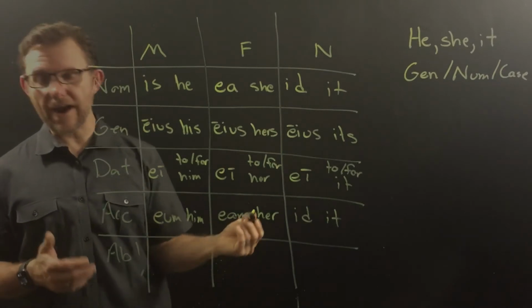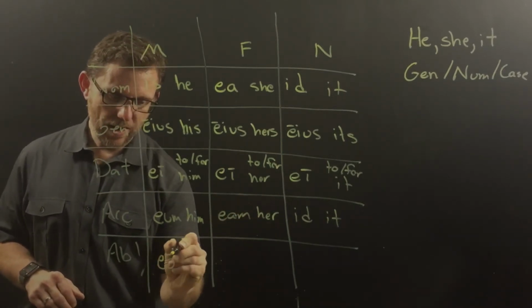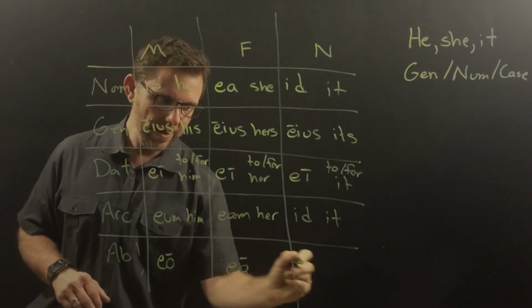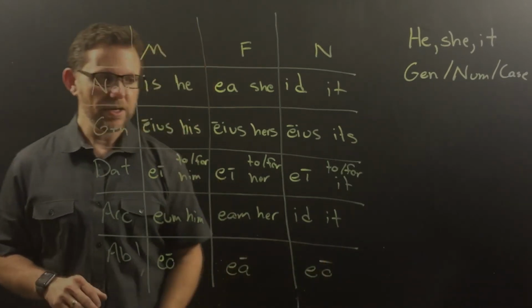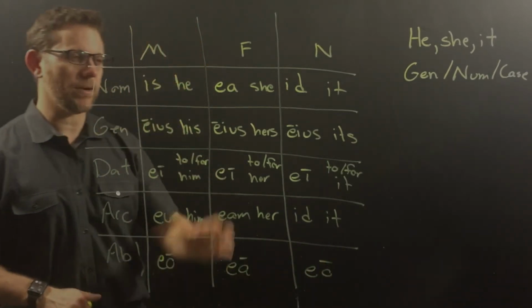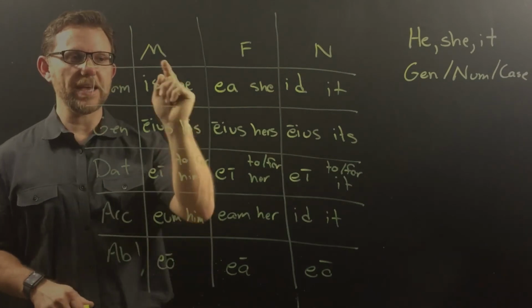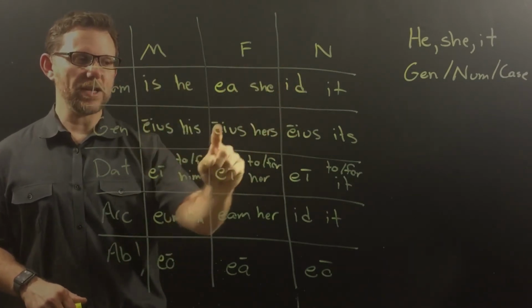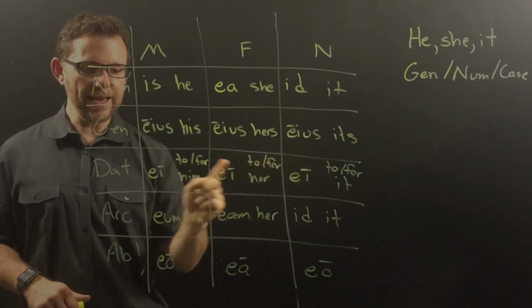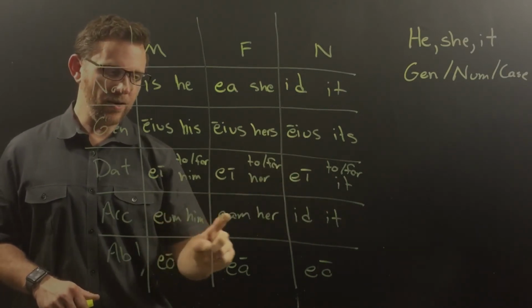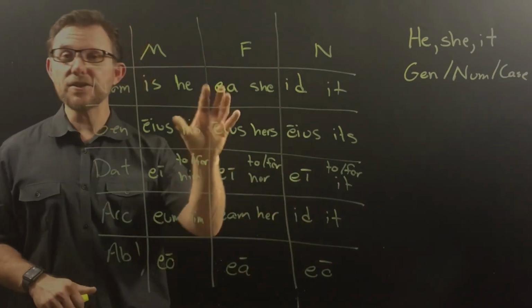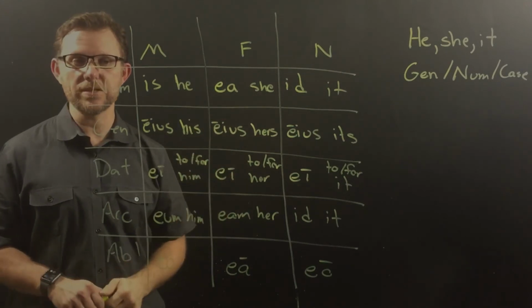And then lastly, we have our ablative forms. Eo, ea, eo. So when we chant this particular chant, we're going to say is, ea, id, eius, eius, eius, ei, ei, ei, eum, eam, id, eo, ea, eo. These are the third person singular forms of the pronoun.